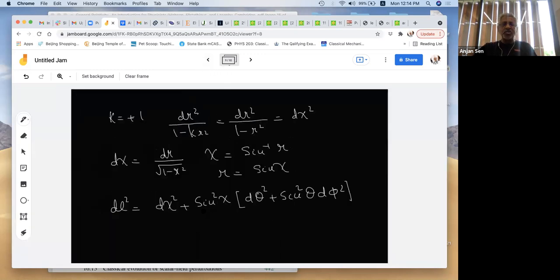So just try to do it at home. It may take half an hour, but you get this metric. So this metric is nothing but a 3 sphere. Okay, so this metric actually represents a 3 sphere, a closed geometry.